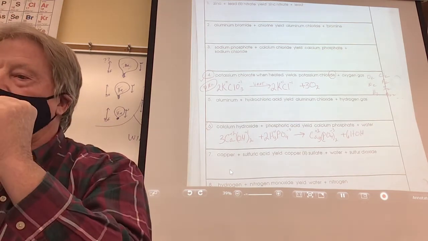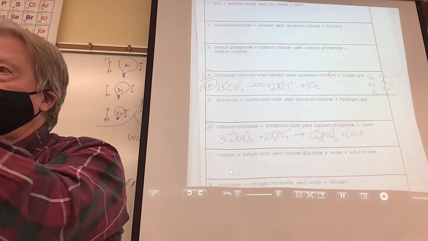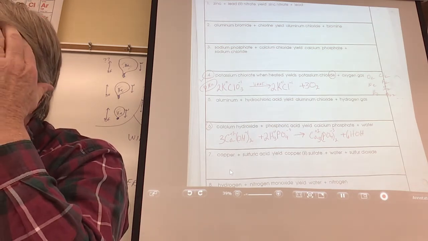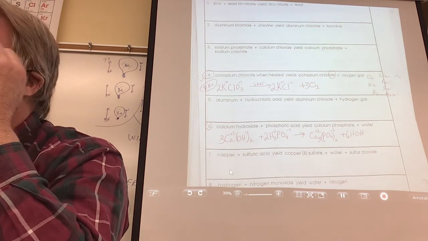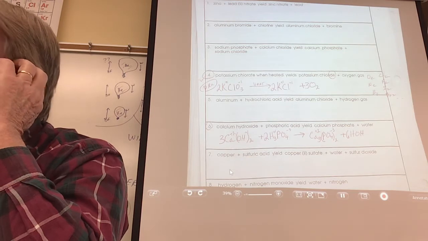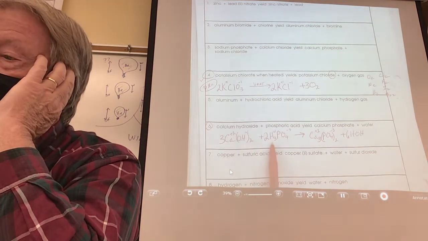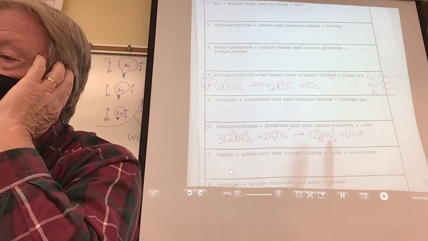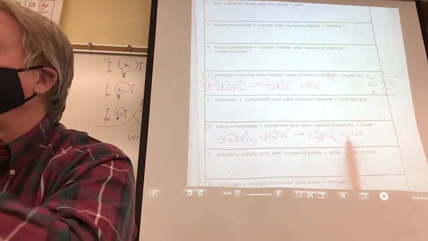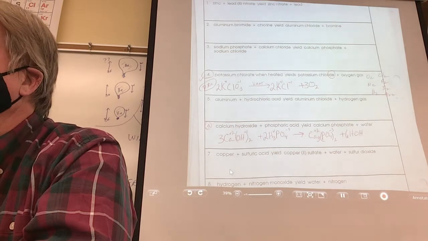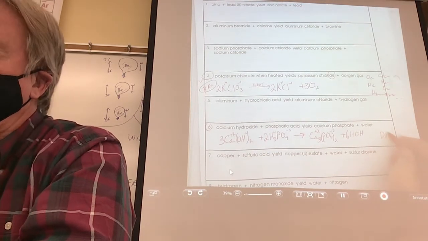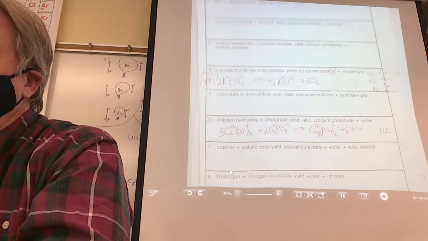Calcium hydroxide, AB plus CD, hydrogen and phosphate. See how they're changing places? Single replacement? Single or double? Single? Calcium did kick out hydrogen and form a compound with phosphate, but hydrogen also kicked out calcium and made what? Water. See that? So what do you think? Double. Yep, double replacement. All right, do number 7.